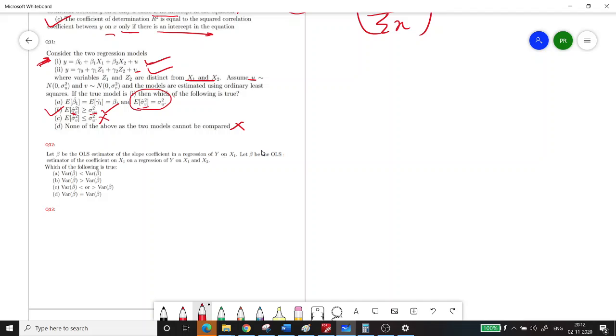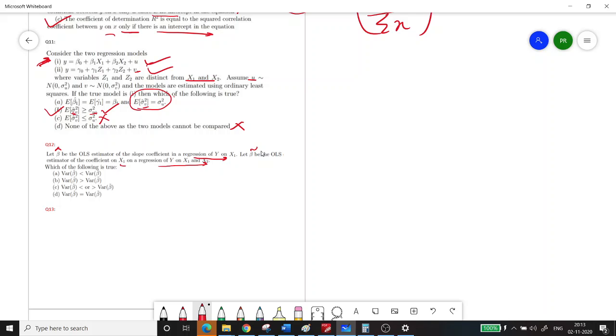Okay. A similar question on this line is: let beta be the OLS estimator of the slope coefficient in a regression of y on x1. Let beta slash, I guess, yeah, be the OLS estimator of the coefficient of x1 in a regression of y on x1 and x2. Which of the following is true?